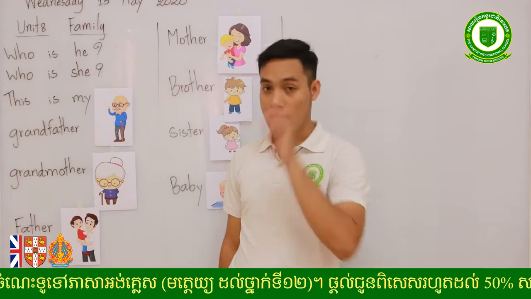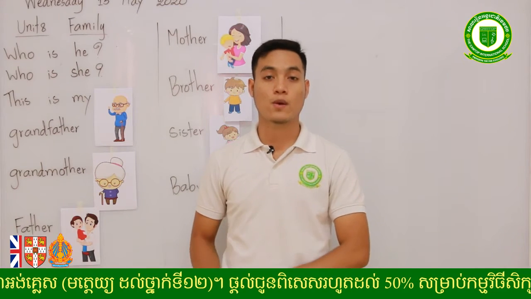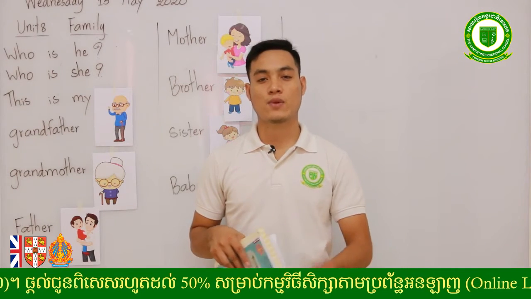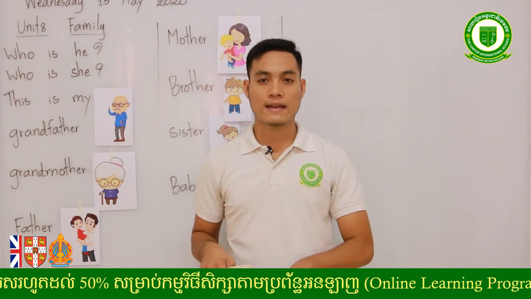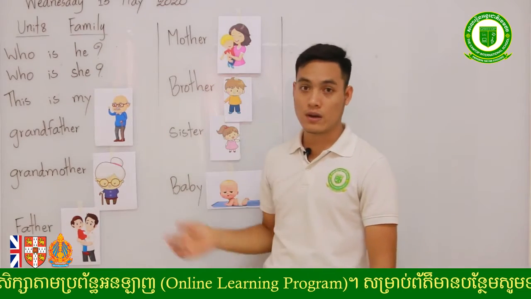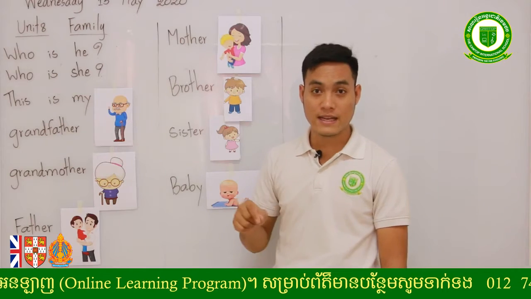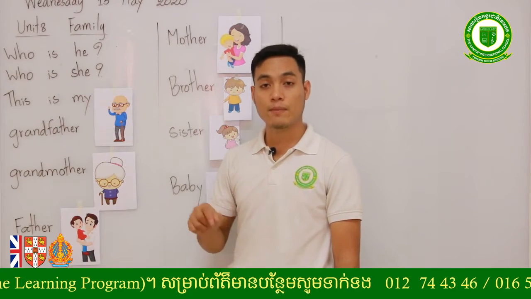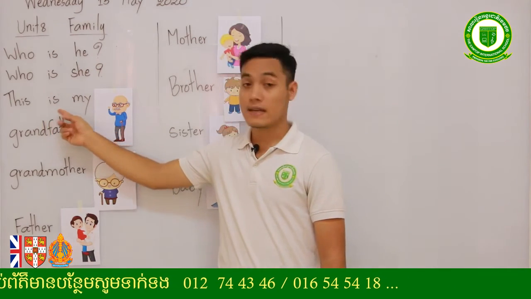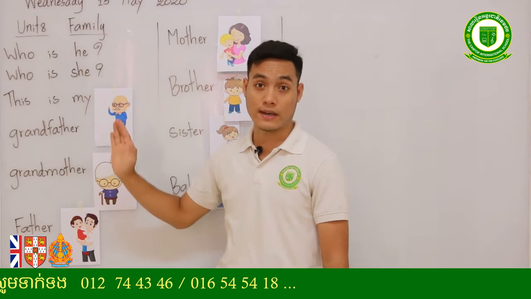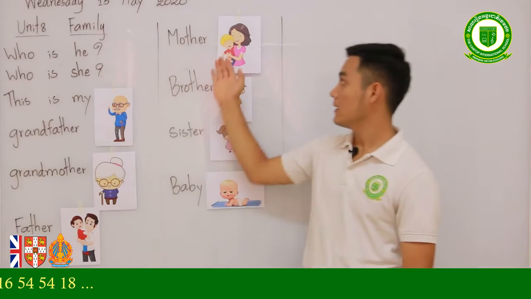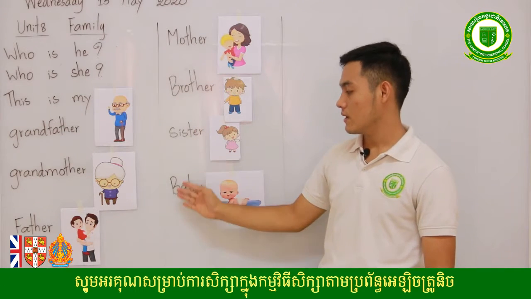So this is the lesson that relates to the new words and also the questions in part one. So what I want you to do is please try to watch the video, and then you need to practice your reading. Okay, you need to copy this into your notebook. Practice your writing, and then after copying this, you need to read the questions and the sentence here, and especially the new words: grandfather, grandmother, father, mother, brother, sister, and baby.